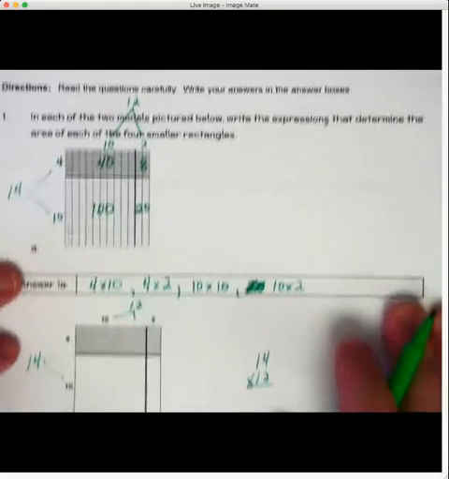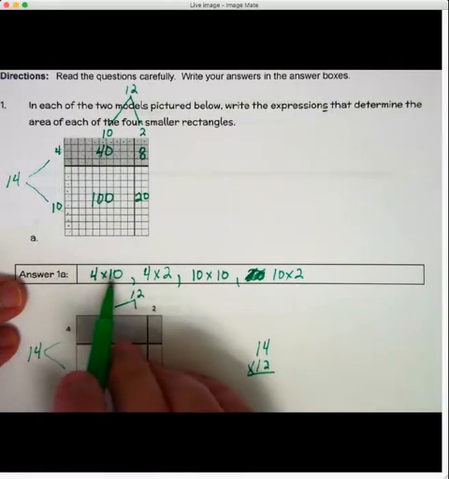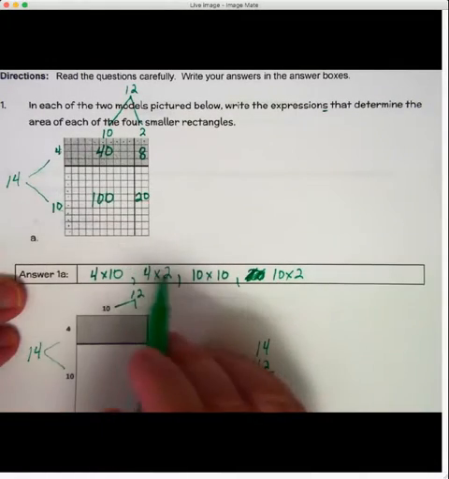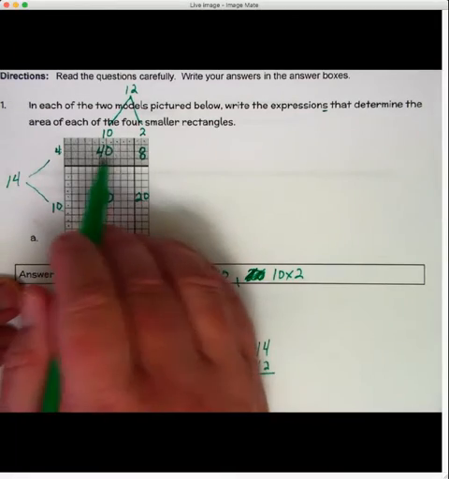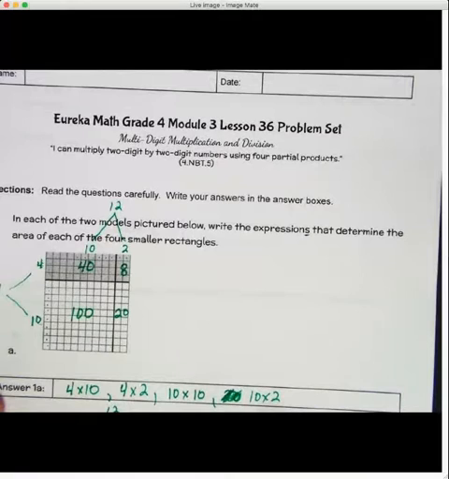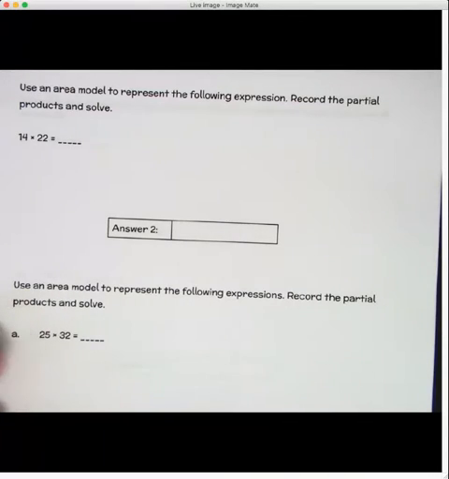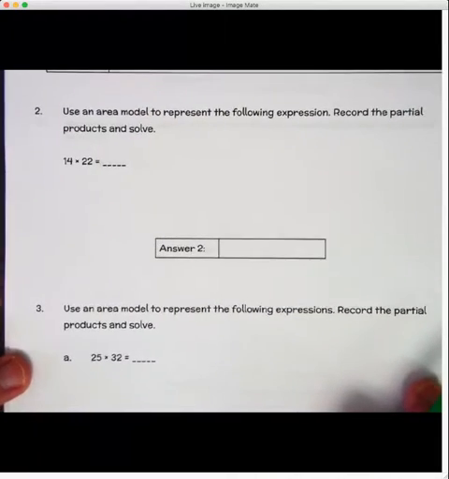Just remember part A and B, just write the multiplication problems you would use to find the product in each box. And in part C, just add them together and get the answer. That's what I'm going to be looking for. Let's move on to number 2. And this is what the rest of your homework is going to be like.